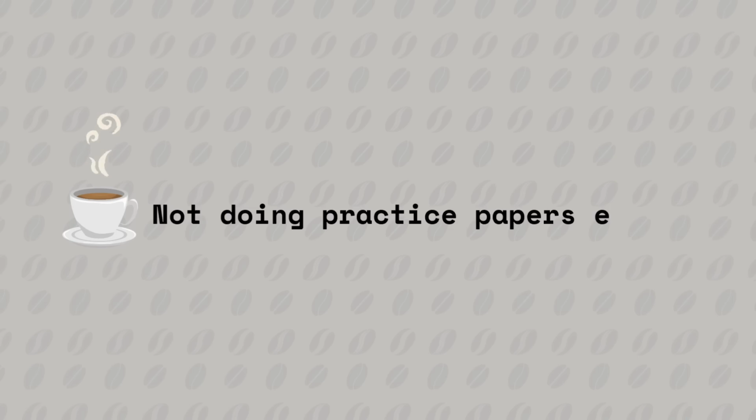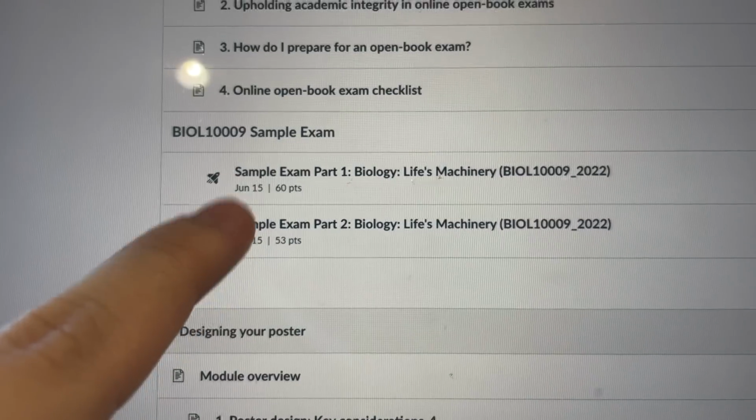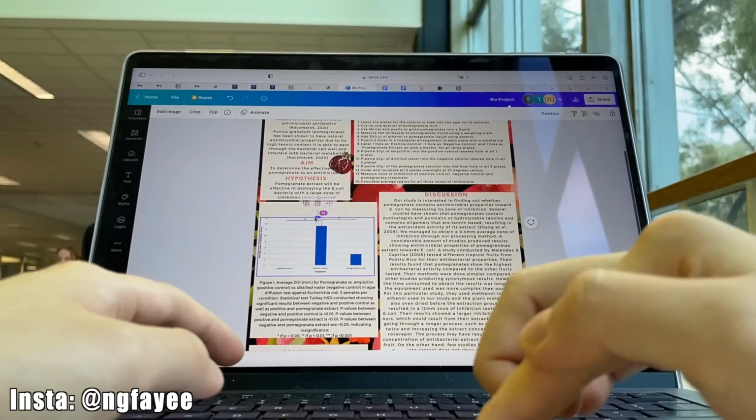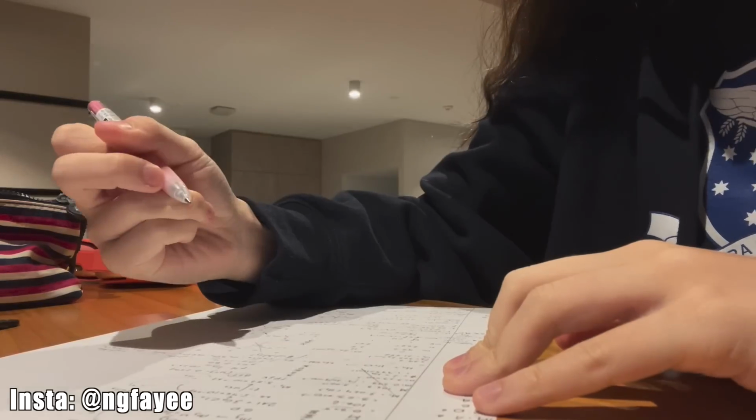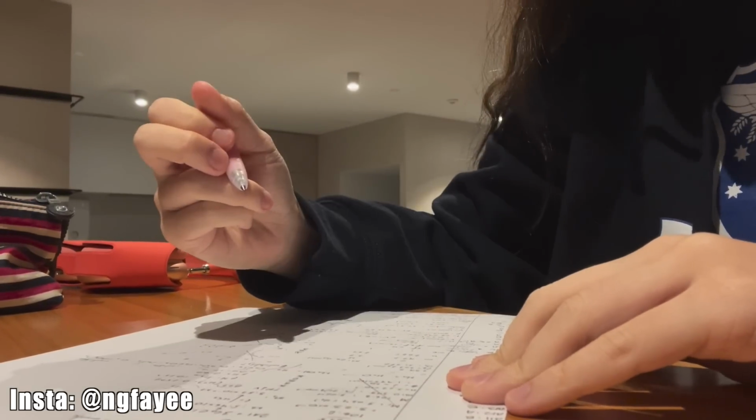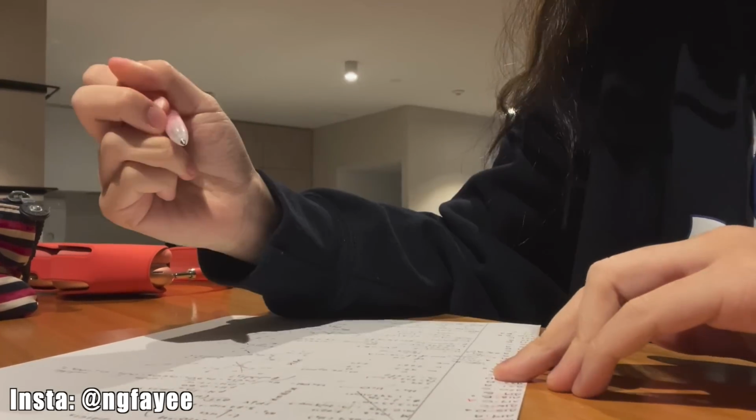Next, not doing practice papers earlier. For most of us, we like to do practice papers or past year papers after studying everything. I totally understand that doing a past year paper when you're not ready might cause you to lose motivation to study because you don't know anything. But please, do 1 or 2 past year papers first, then redo them after completing revision. That way, you can get a rough idea on how questions will be asked and what topics are popular.